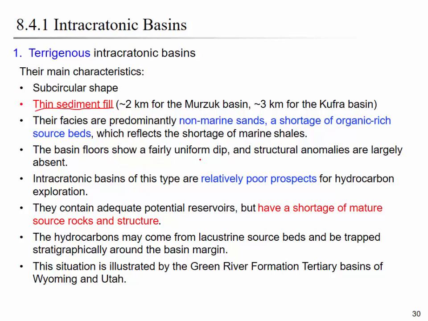Basin floor shows uniform depth. Poor prospects. So because of the shortage of the marine shale, right? The existence of marine shale is very key for the source rock. Right? So you have a marine shale deposited in an organic-rich environment, and then you have a source rock, and because there's no abundance of marine shale, it's a poor prospect for hydrocarbon exploration.